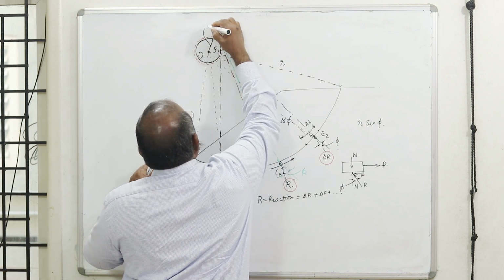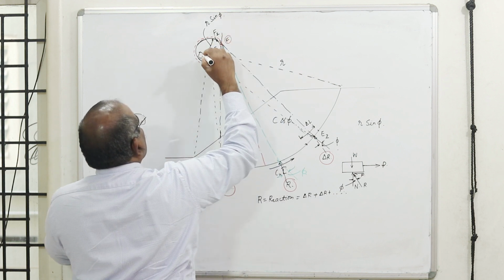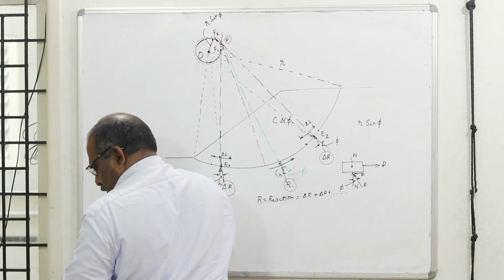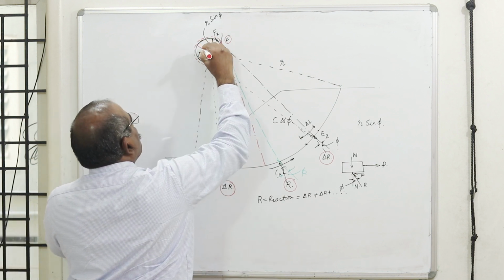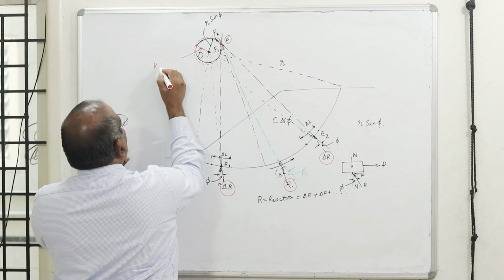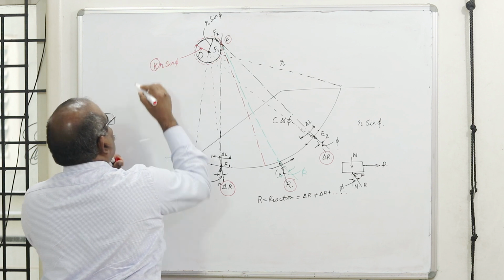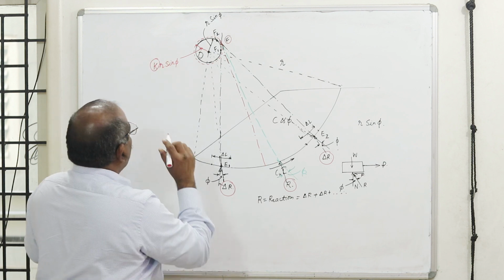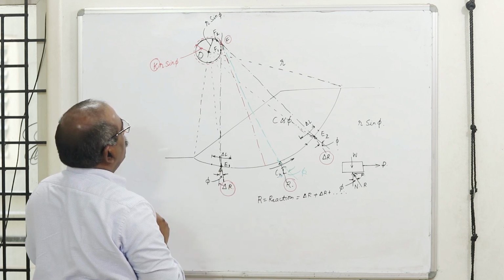This radius is r into sin phi, whereas this radius is slightly more. This is k times r into sin phi. Now the error introduced is very small, since k is a very small value. We will try to see how to get that value.